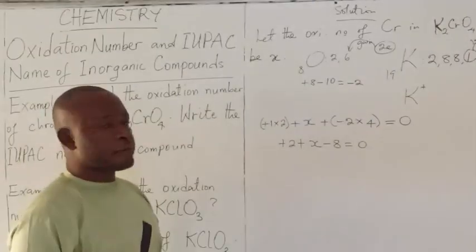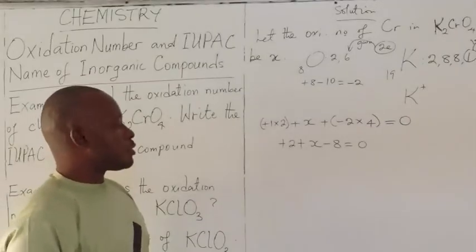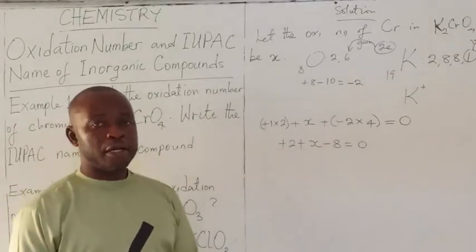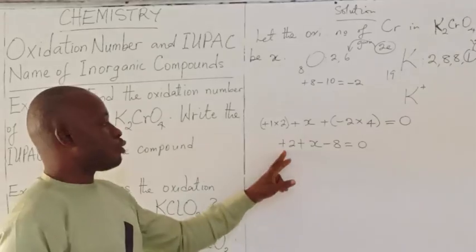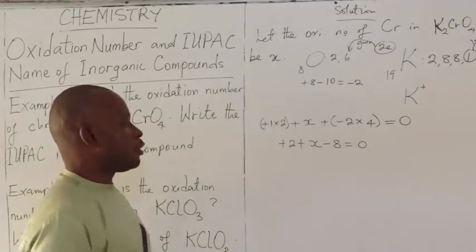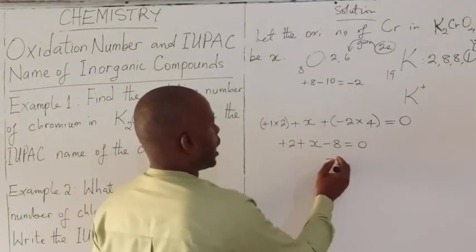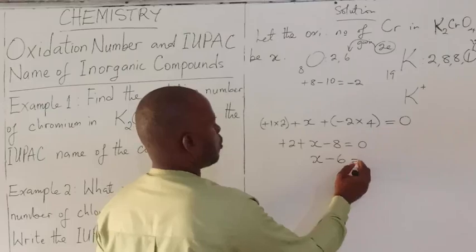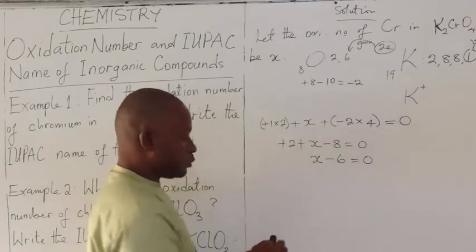Are there like terms? What are the like terms? Plus 2 and minus 8. Can we put them together? Yes. So plus 2 minus 8. What are we going to have? Minus 6. You bring down this x here. x minus 6 equals 0.